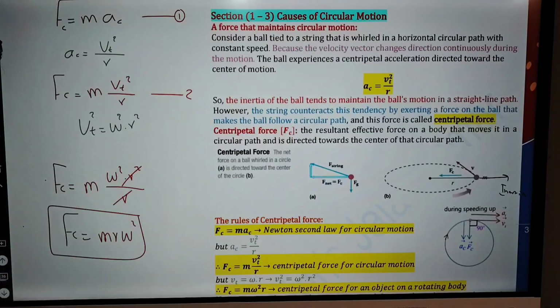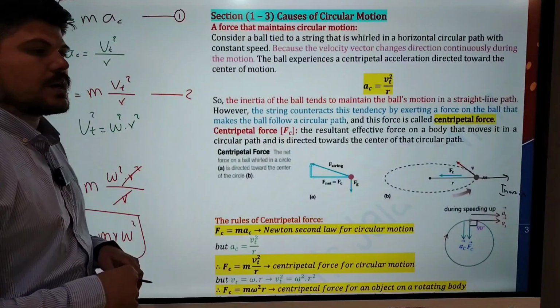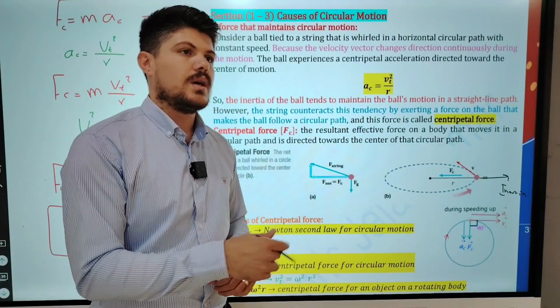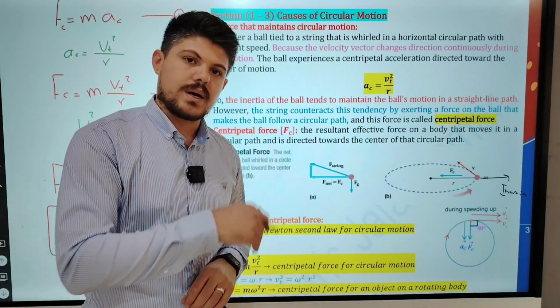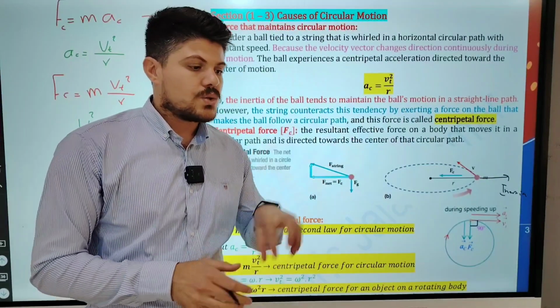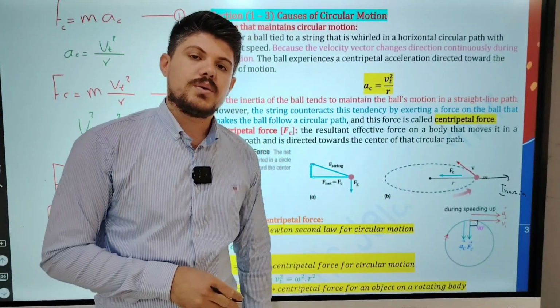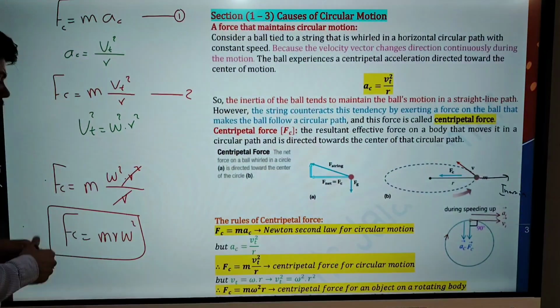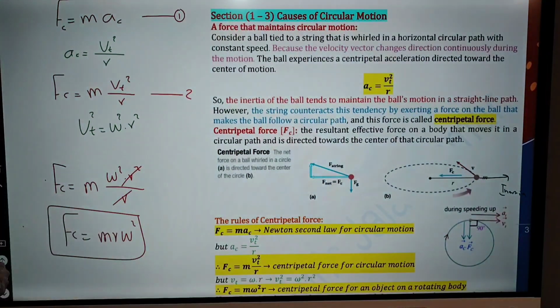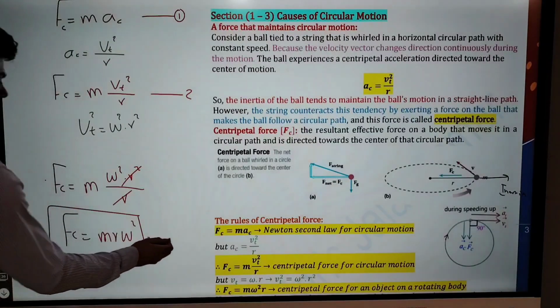So this equation can be used to find what? The centripetal force for an object on a rotating body. For example, when someone is standing on a merry-go-round spinning in a circular path about a fixed axis, to find the centripetal force for this person, you have to use this equation. Or, in other words, you can choose this equation when the angular speed is given.